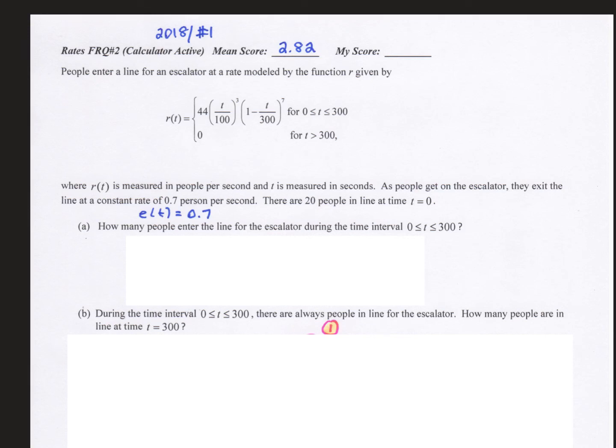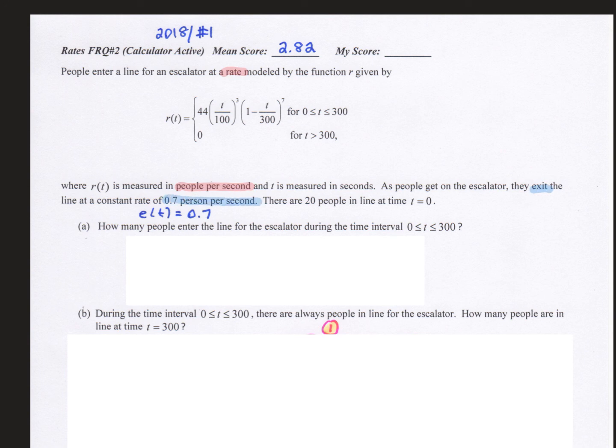This is rates FRQ number 2 from the 2018 exam. The mean score is a 2.82. And in this question, I am given a rate at which people are entering an escalator. And I know it's a rate because it tells me, and also because my units are people per second, which is a rate unit. And I'm also given information about the rate at which they exit the escalator. So they're going to exit at a constant rate of 0.7 people per second.